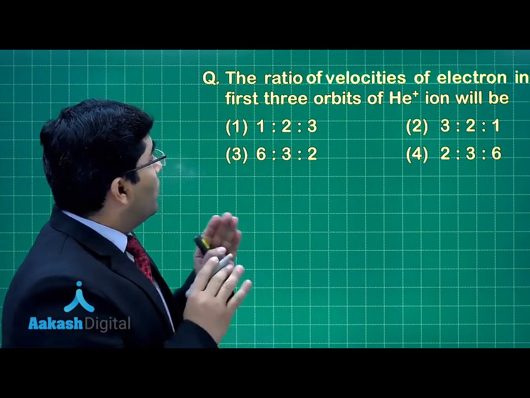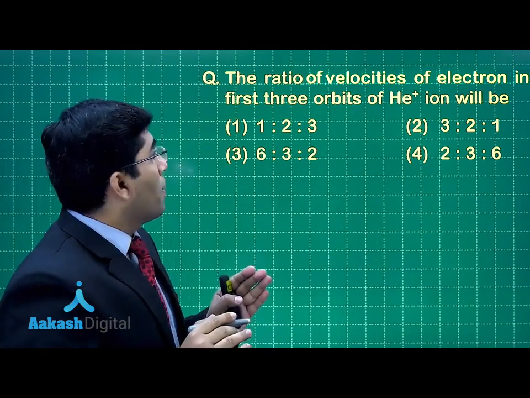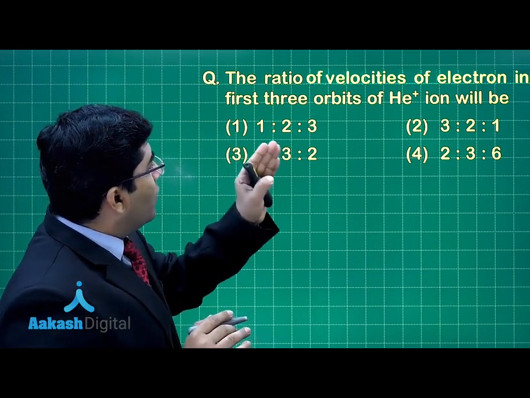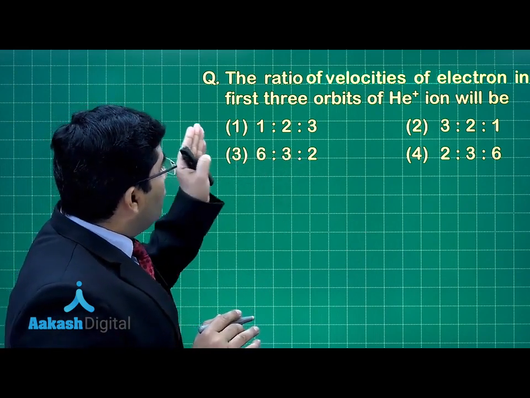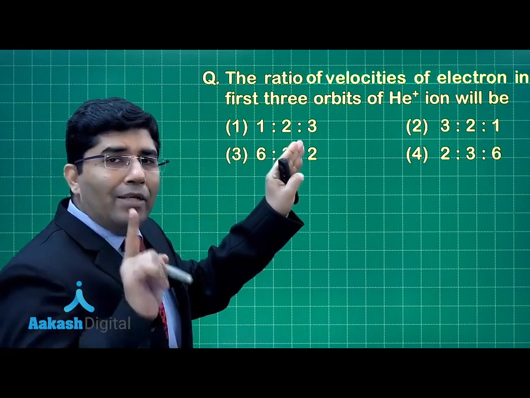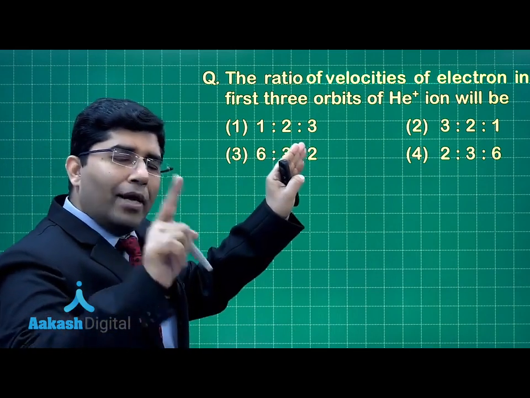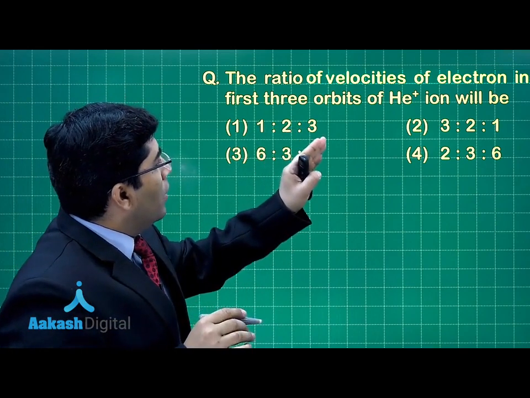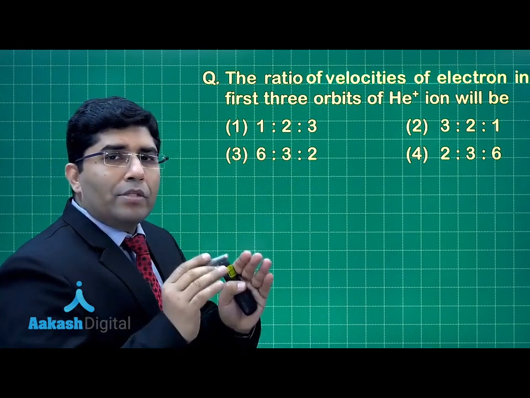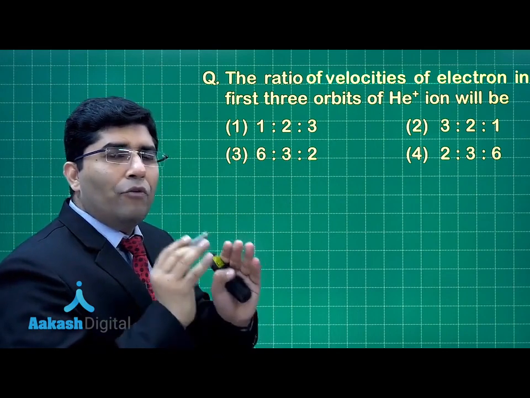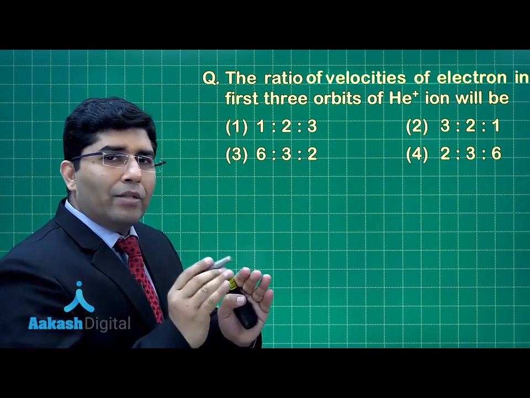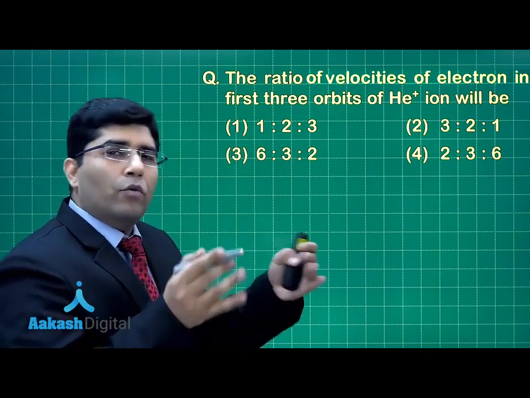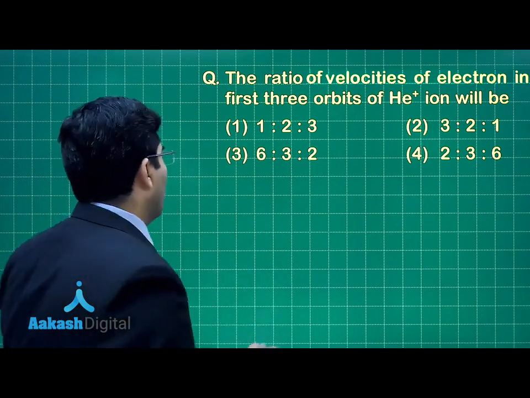Now this question is based on velocity. Now he is asking the ratio of the velocities of the electron in the first 3 orbits, means n is equal to 1, n is equal to 2 and n is equal to 3 in the helium ion. So first let us write the formula of the velocity, check the proportionality, then divide them and then find out the answer. Let's find out the solution.